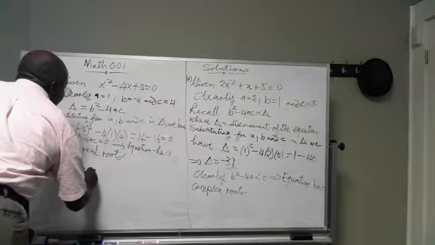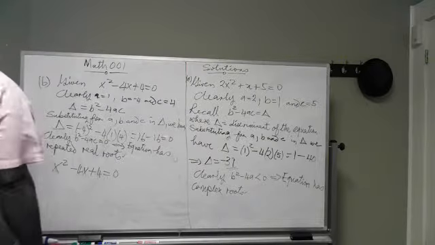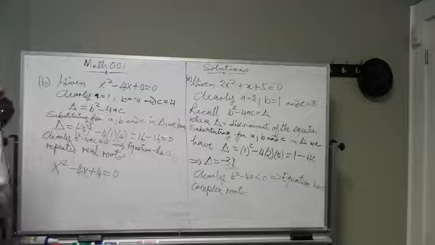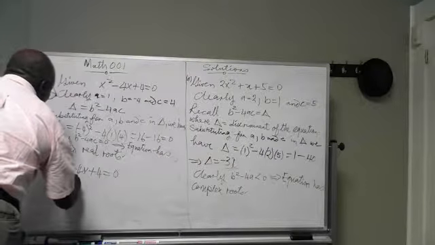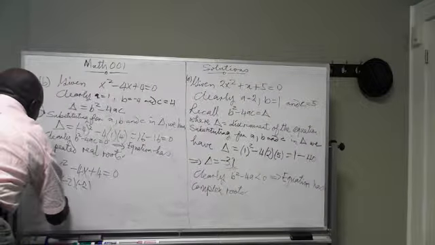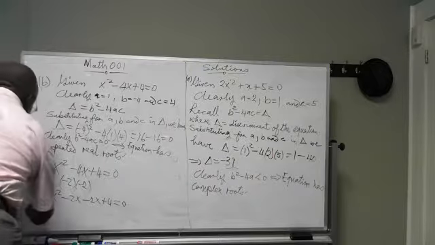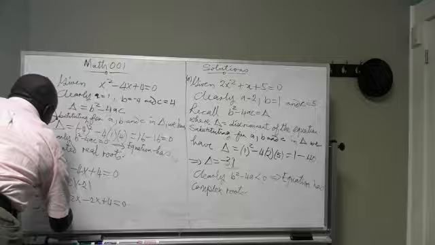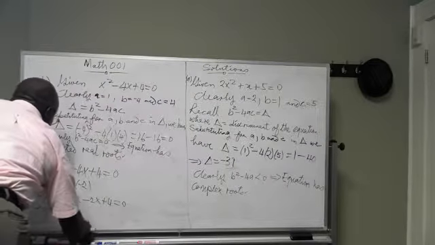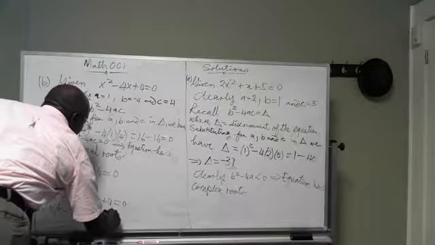minus 4x plus 4 equals 0. Now we look for factors of 4, which when multiplied will give us 4 and when added will give us minus 4. In this case, we have minus 2 and minus 2. So this equation becomes x squared minus 2x minus 2x plus 4 equals 0, which implies x into x minus 2 minus 2 into x minus 2 equals 0.